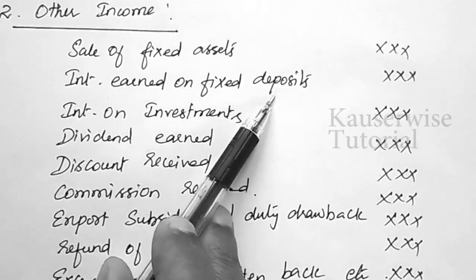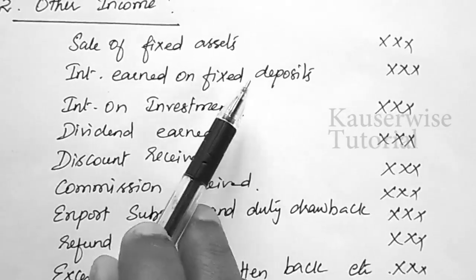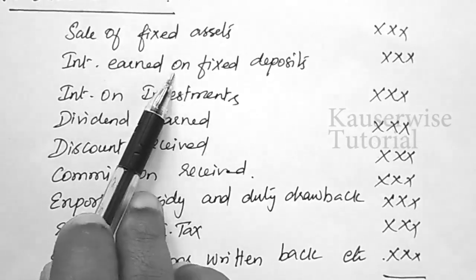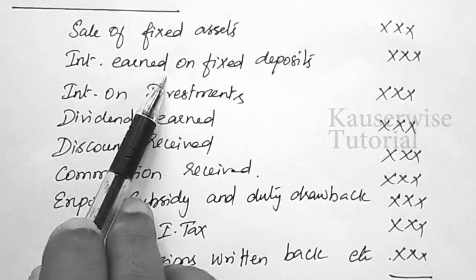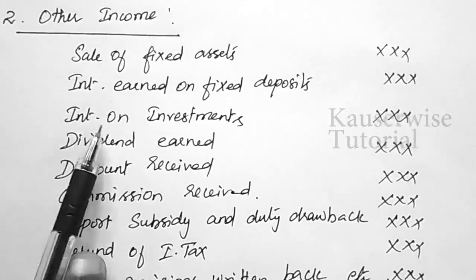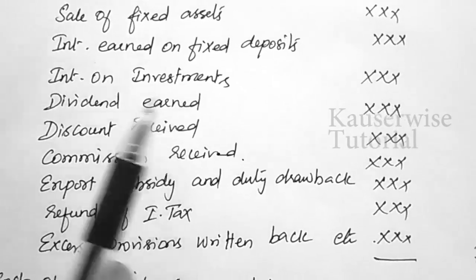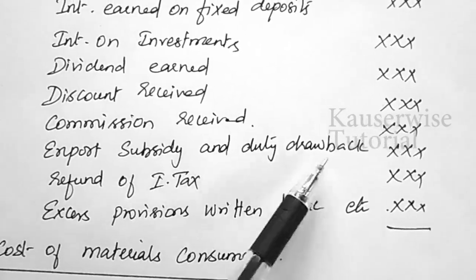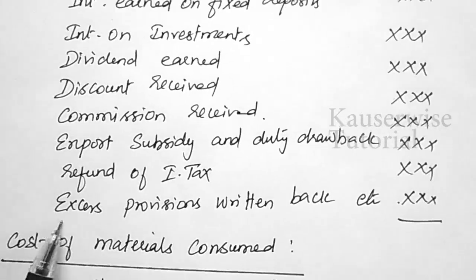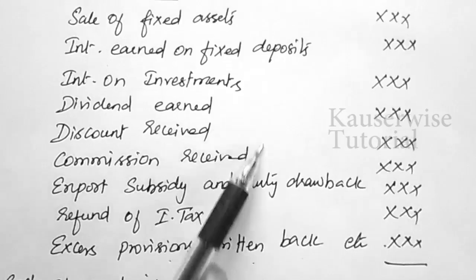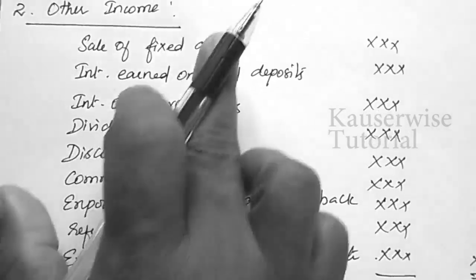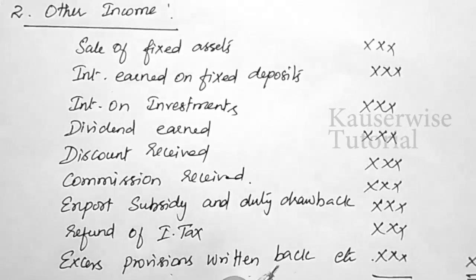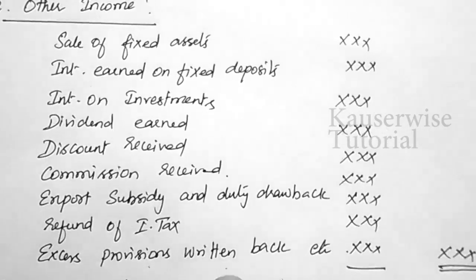Interest earned on fixed deposit: if it is a non-financial company, they have deposited some amount, and in that way they are getting some interest. It is also an income, but it is not a main source of income. This will be recorded in other income. In the same way, interest on investment, dividend earned from other companies, discount received, commission received, export subsidy, duty drawback, refund of income tax, excess provision written back, etc. These are all examples of income which is not earned from the operation. So these are all called other income, which does not come under operational income.